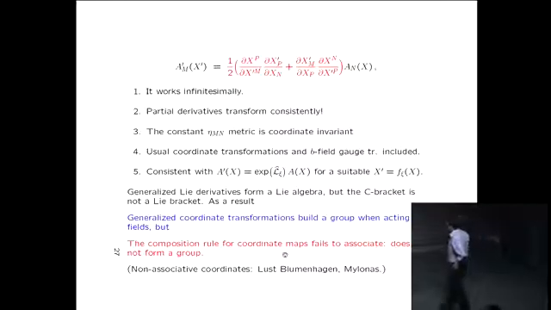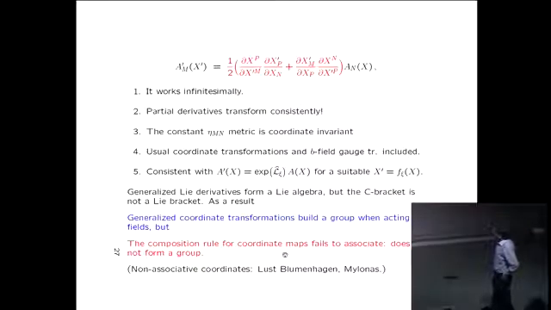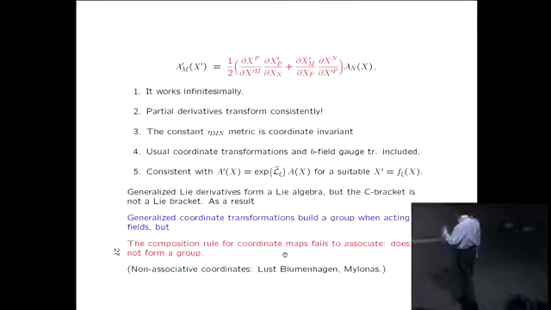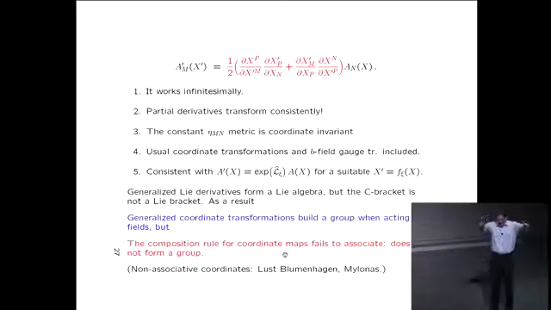Generalized Lie derivatives form a Lie algebra, even though the C bracket, this Courant bracket, is not a Lie bracket. This is a remarkable thing. Actually, the Lie bracket, the thing that we like the most about a Lie algebra: you form the Jacobi identity and you get 0. With the Courant bracket, or the C bracket, you form the Jacobi identity, you don't get 0, but you get something that doesn't transform the fields.